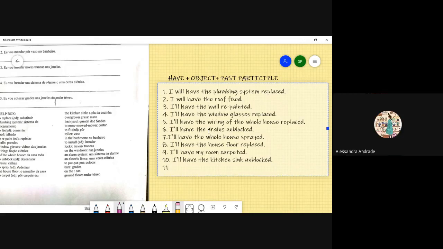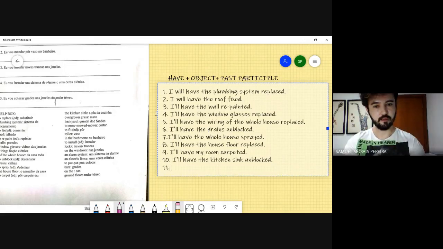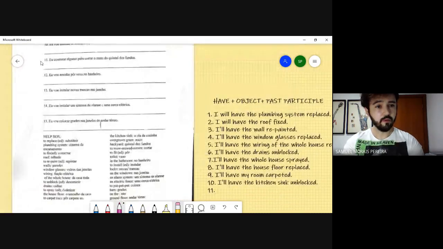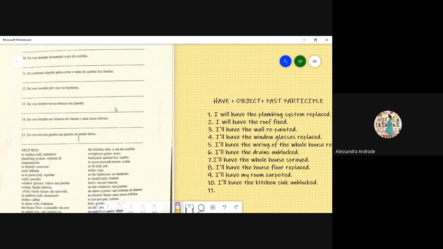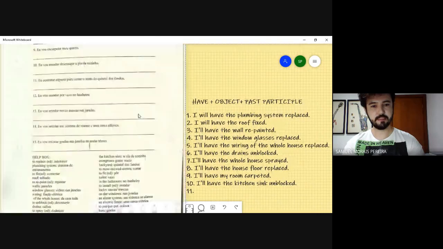Alexandra, could you please do number 11? Olha, number 11 is just a moment. Cadê 11? Eu contratar, tá faltando a palavra vou aqui, né? Eu vou contratar alguém para cortar o mato do quintal dos fundos. Well, Alessandra, before you do it, just pay attention to this point here.